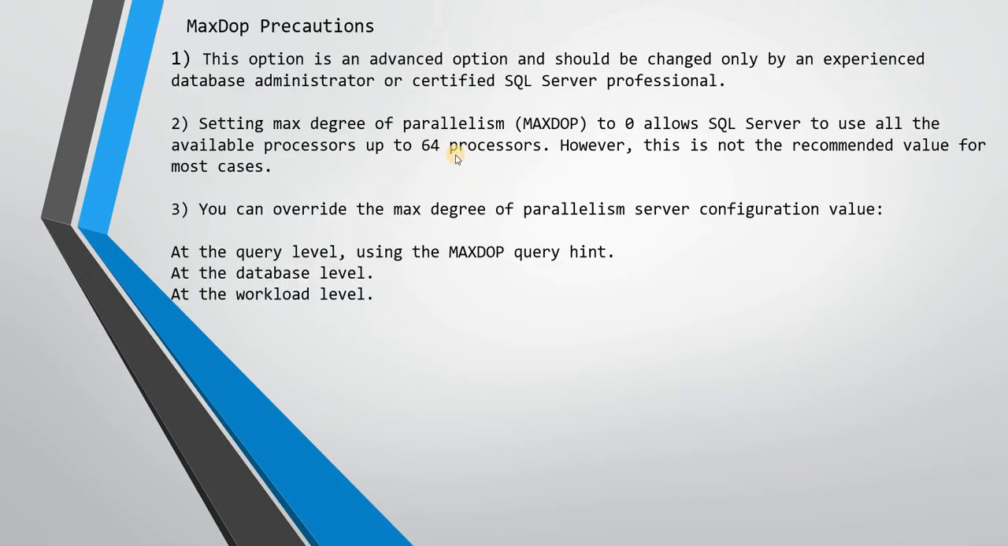There are some precautions to use this value. This option is an advanced option and should be changed only by an experienced database administrator or certified SQL Server professional. Setting max degree of parallelism to 0 allows SQL Server to use all the available processors, up to 64 processors. However, this is not a recommended value for most cases, right?